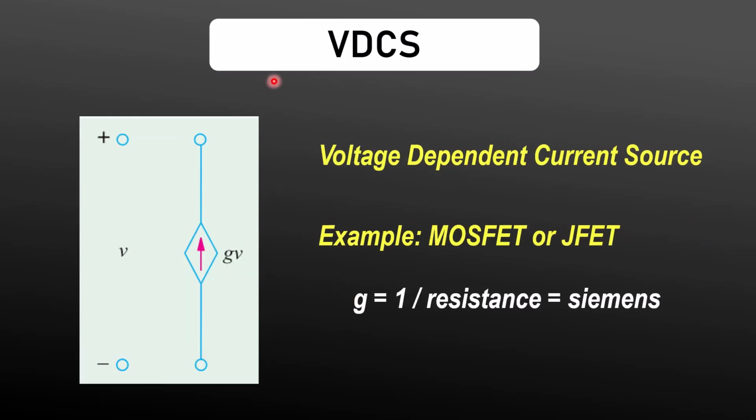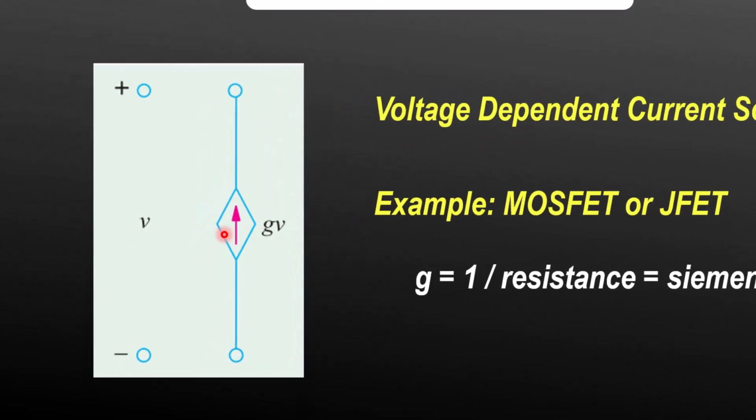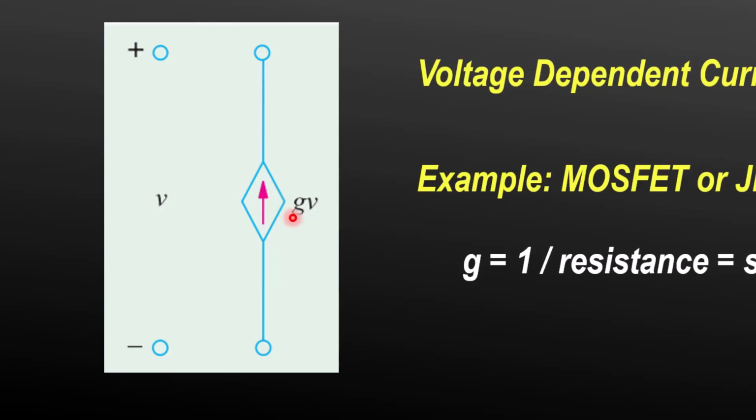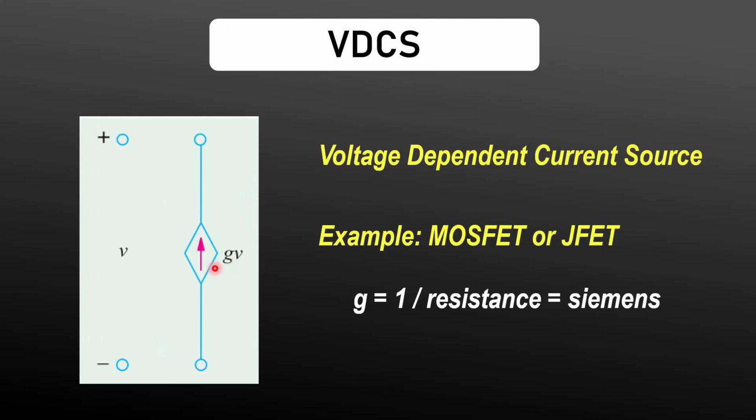The third type is VDCS, which stands for voltage dependent current source. Now we have a dependent current source that depends on the voltage, and this current source is represented by GV, where V stands for voltage and G is 1 over resistance, that is also a conductance, and the unit is Siemens. The real-time example of voltage dependent current source is MOSFET or JFET. These are types of transistors.